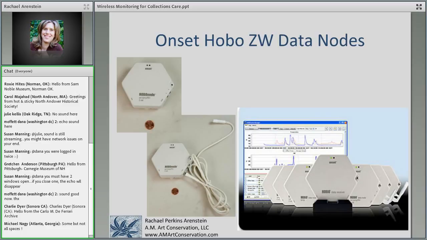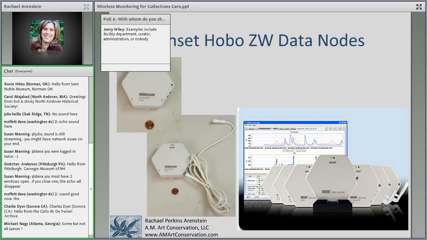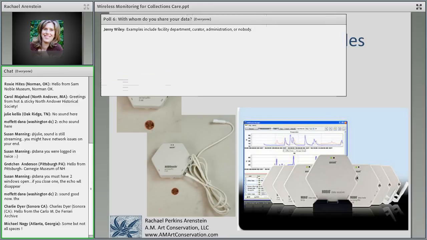So that's another poll question that Jenny can ask you. Who else are you sharing your data with? Ideally, you should be sharing it with your facility administrator, whether it's your administration or your curator.